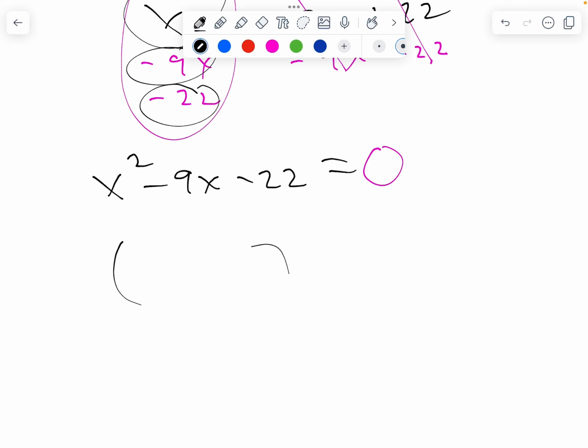Okay, now once it's there, you can factor this. Numbers that multiply to be 22, add to be negative 9. Try to do something with 11 and 2. Play around with those signs and see what you come up with.